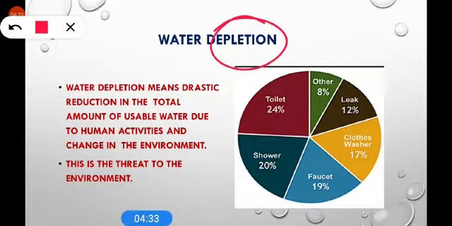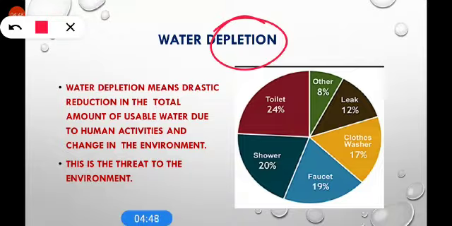What do you mean by water depletion? What do you mean by the word depletion? Depletion means reduction in quantity or in number. And what do you mean by water depletion? Water depletion means scarcity of water, which means that there is a lack of water.